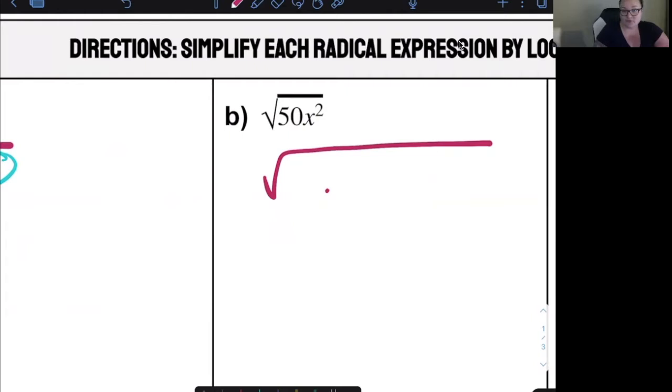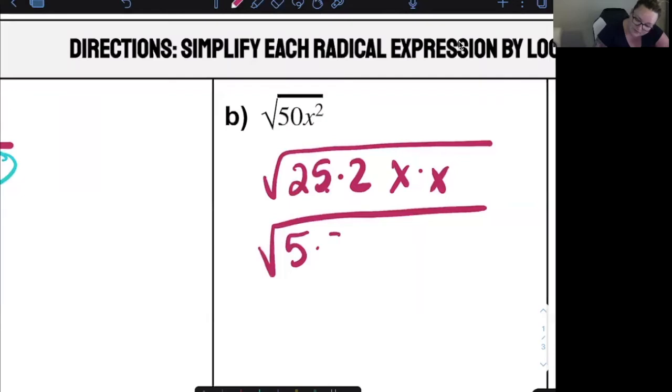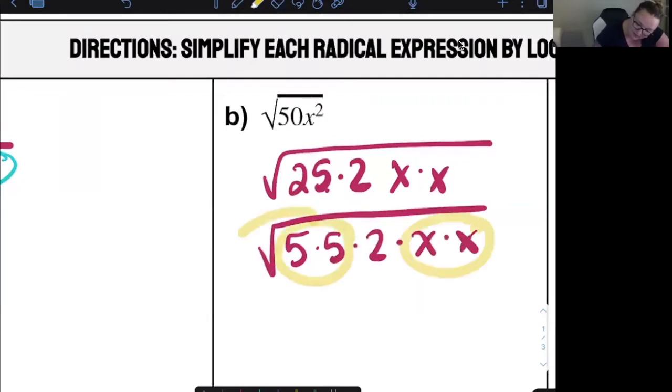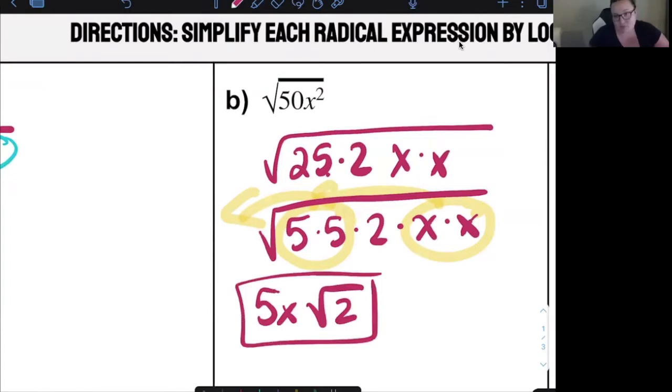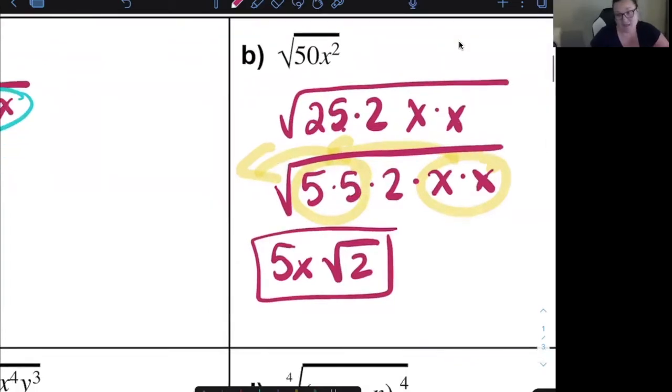So you should have rewritten 50 as 25 times 2, x squared is x times x. 25 is really 5 times 5 times 2 times x times x. We have a group of 2 fives, a group of 2 x's that we're going to bring out. So you should bring out a 5, an x, and then leave 2 under the radical. So our final answer is 5x root 2, or 5x times the square root of 2.